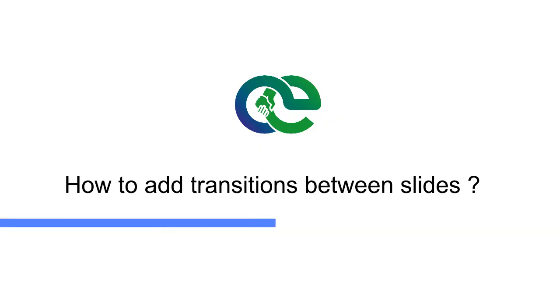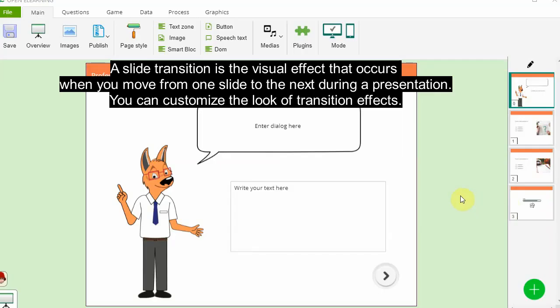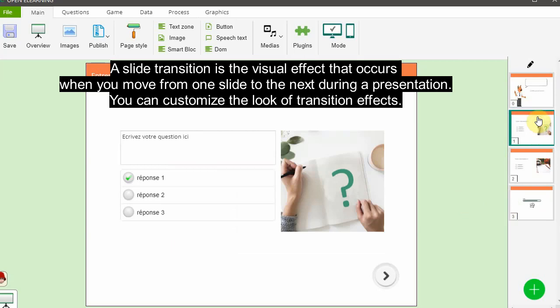How to add transitions between slides? A slide transition is the visual effect that occurs when you move from one slide to the next during a presentation. You can customize the look of transition effects.